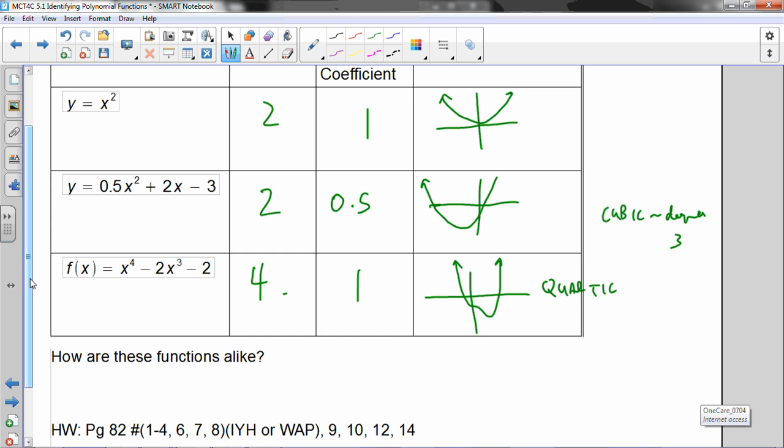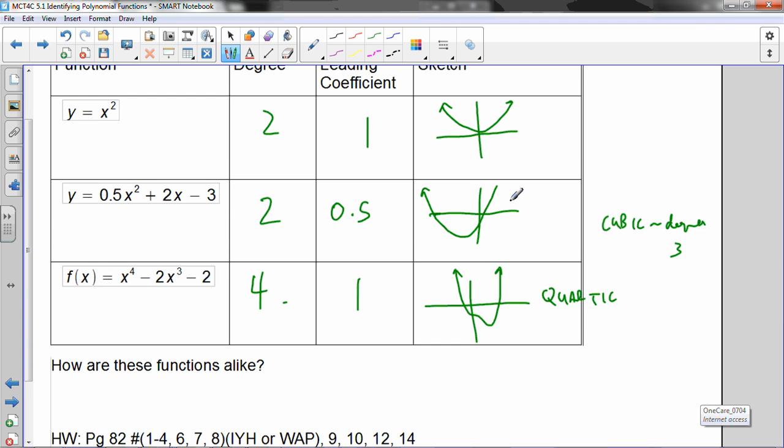How are these functions alike? Well, they kind of all have this kind of U shape. And how would I describe that U shape? You know, it's not a U shape. This one looks more like a W almost. But I like to think about it as starts and ends. So all of them start high on the left and end high on the right.